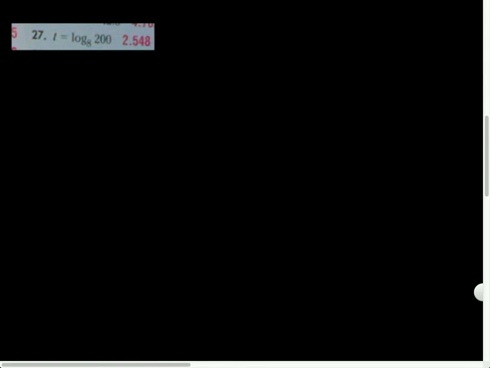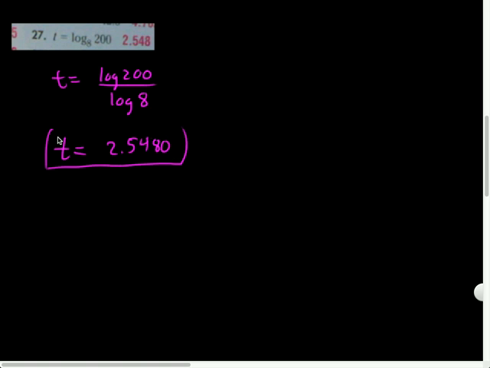So here's one of a different format. I've got t equals log base 8 of 200. In this case, I could just use the change of base formula, and that's the same as log of 200 over log of 8. And then I could just plug that in a calculator and solve. I might have an alternate route for us as well, though. Log 200, close parentheses, divided by log 8. And I get, in fact, 2.5480.